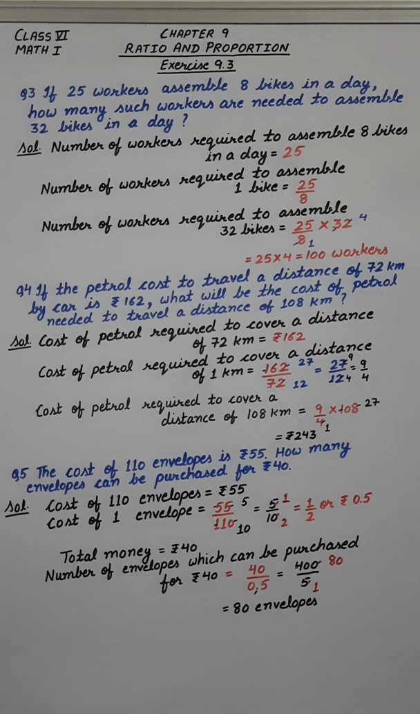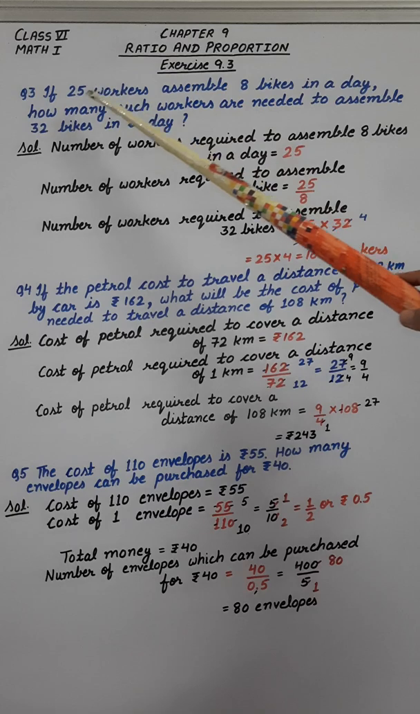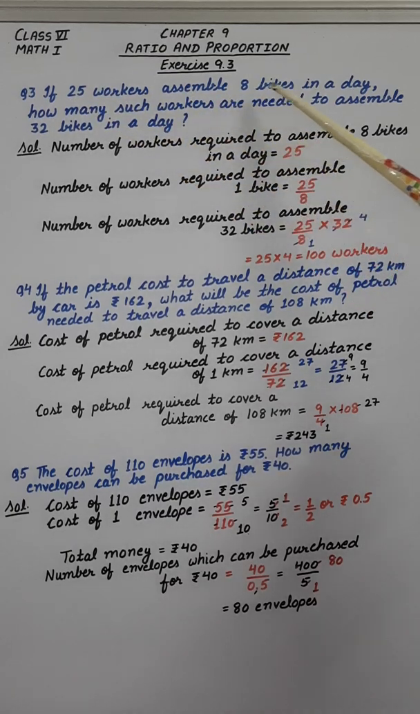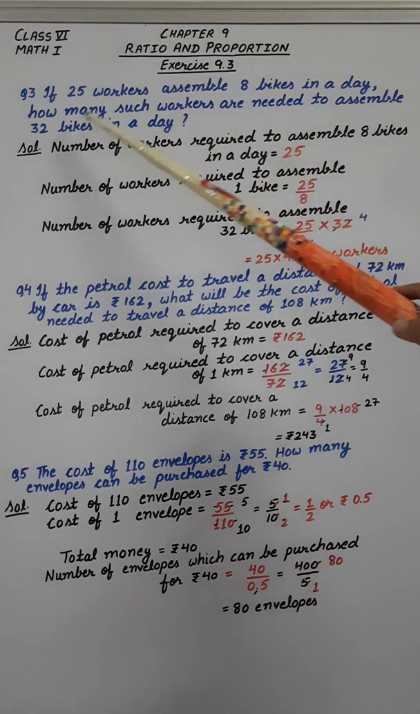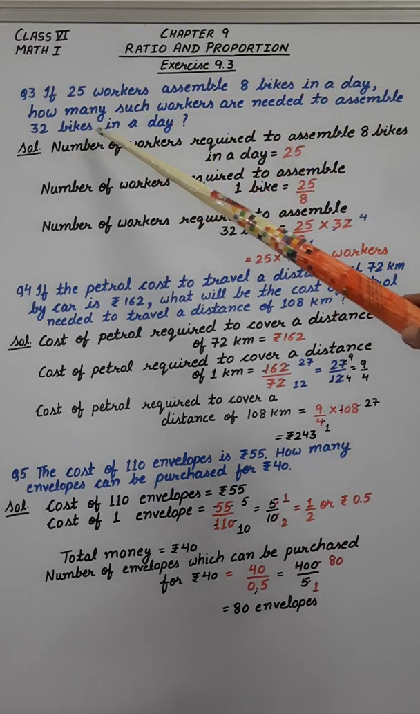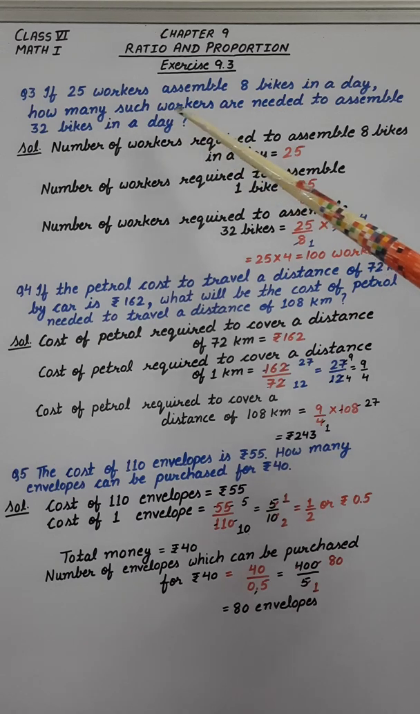Good morning, children. Let's continue with exercise 9.3, question number 3. If 25 workers assemble 8 bikes in a day, how many such workers are needed to assemble 32 bikes in a day? Now we are going to use the unitary method here.